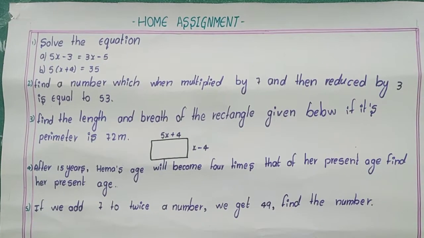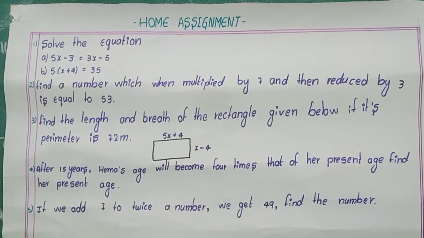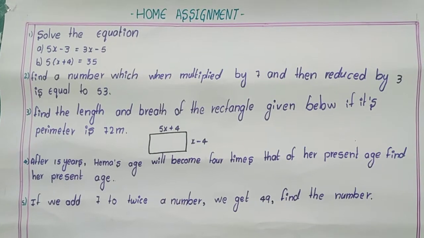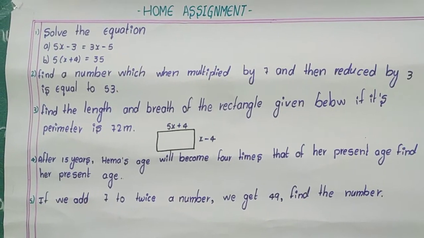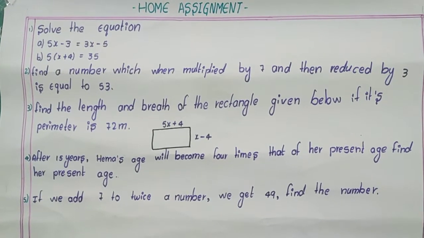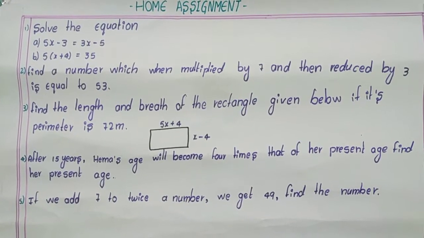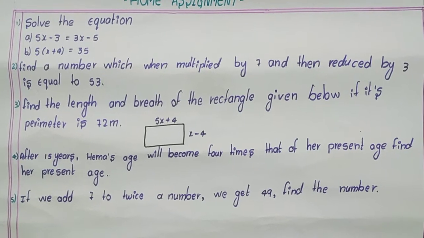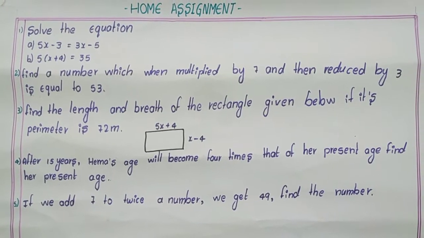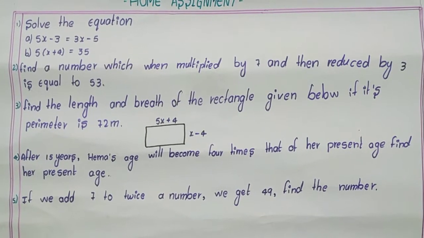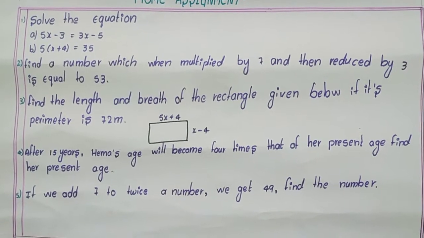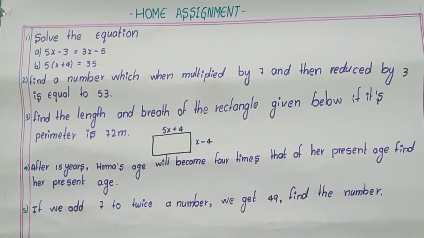Students, for home assignment, write the problems and solve them. Solve the equations 5x minus 3 is equal to 3x minus 5, and 5 into x plus 4 is equal to 35. Second one, find a number which when multiplied by 7 and then reduced by 3 is equal to 53.